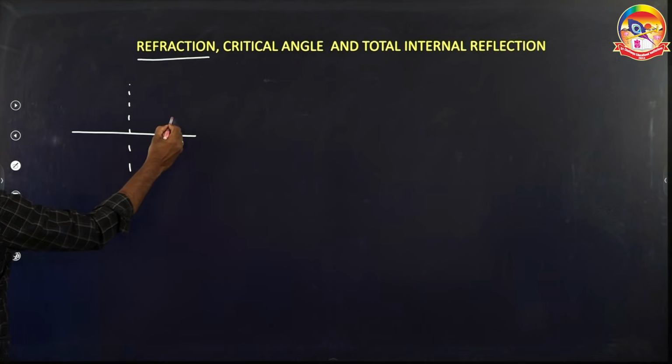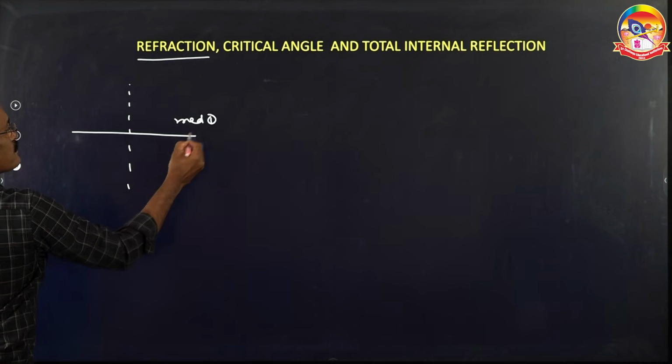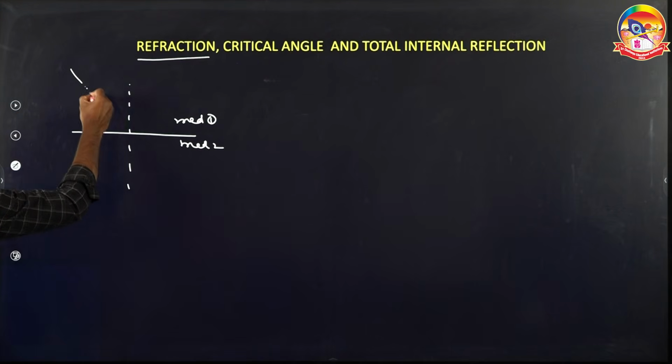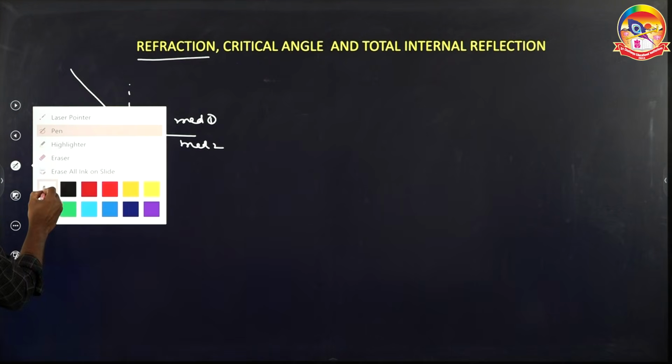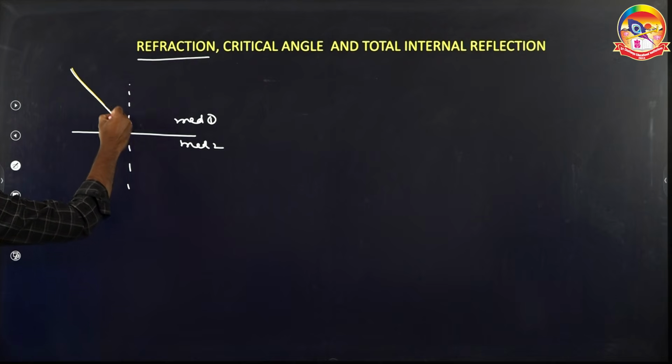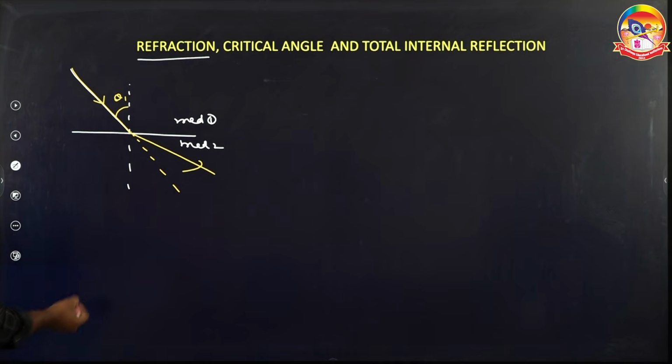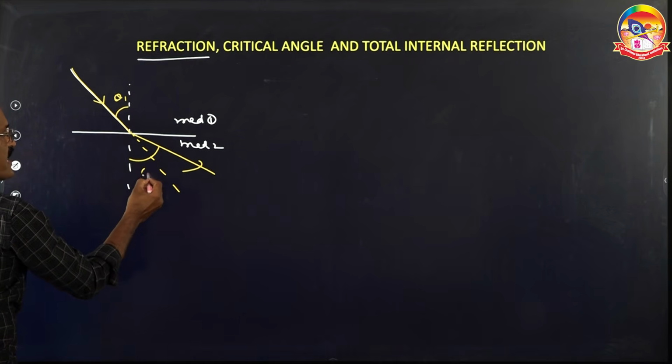This is medium 1, medium 2. The ray which is striking here at an angle of incidence, I will take as theta 1. Let me take that the ray goes like this. In what direction, that is a different thing. This is an angle theta 2.